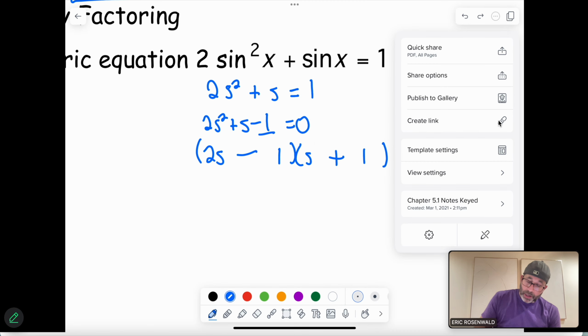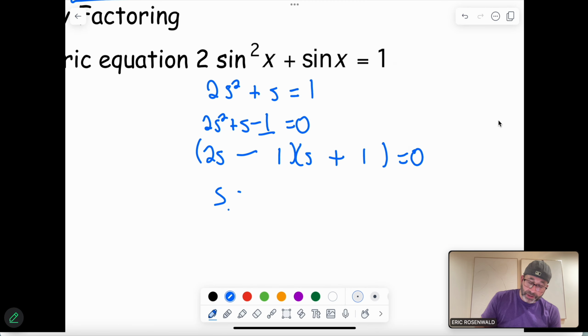All right. So for this first part, we get that s is equal to 1/2. And then for the second one, we get s is equal to negative 1. Sorry, I don't have my stylus anymore. It just died on me.